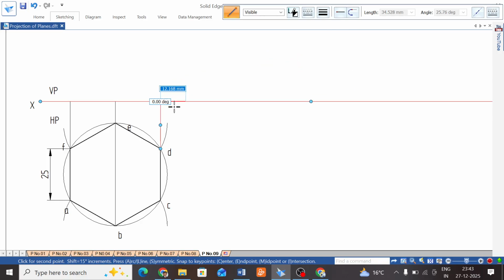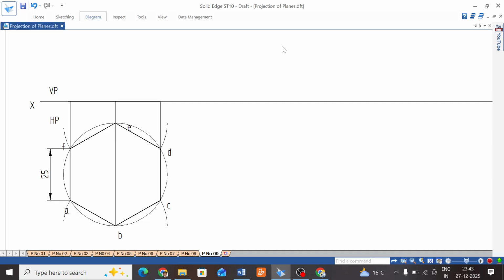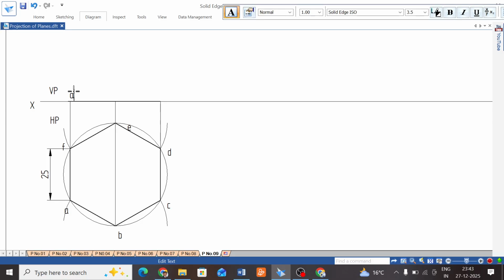The front view will be a straight line, where two lines are visible. Name the points in the front view: A dash, B dash, C dash visible; D dash, E dash, F dash invisible. Those three are within brackets. Show it: A dash visible with F dash in brackets, B dash visible with E dash in brackets, C dash visible with D dash in brackets. This front view is inclined to HP at 45 degrees.